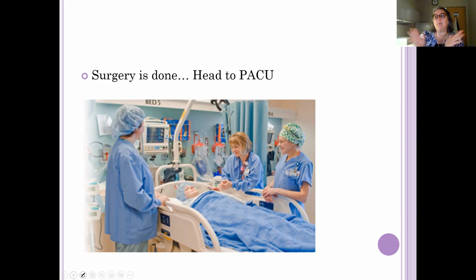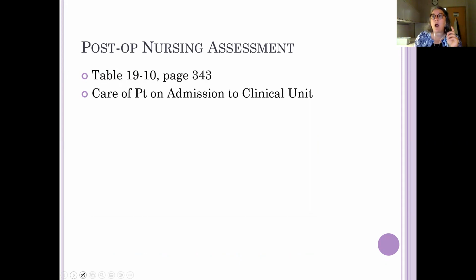So surgery is done and the patient's going to go to PACU. Yay! So there are different post-op nursing assessments that are done, and the post-operative nursing is talked about in chapter 19 in your Lewis, as well as care of a patient on admission to the clinical unit. Because sometimes we have clients that go into post-op with the intention that they are in day surgery and they're going to be going home.